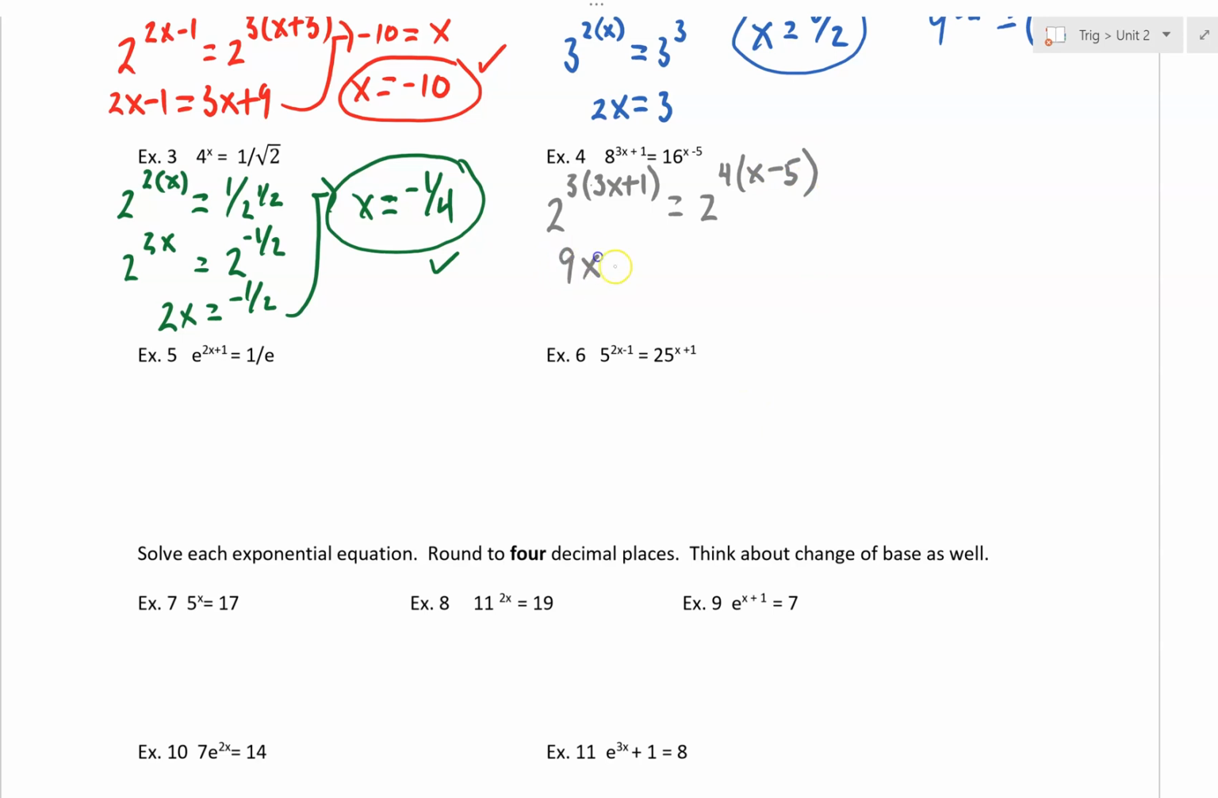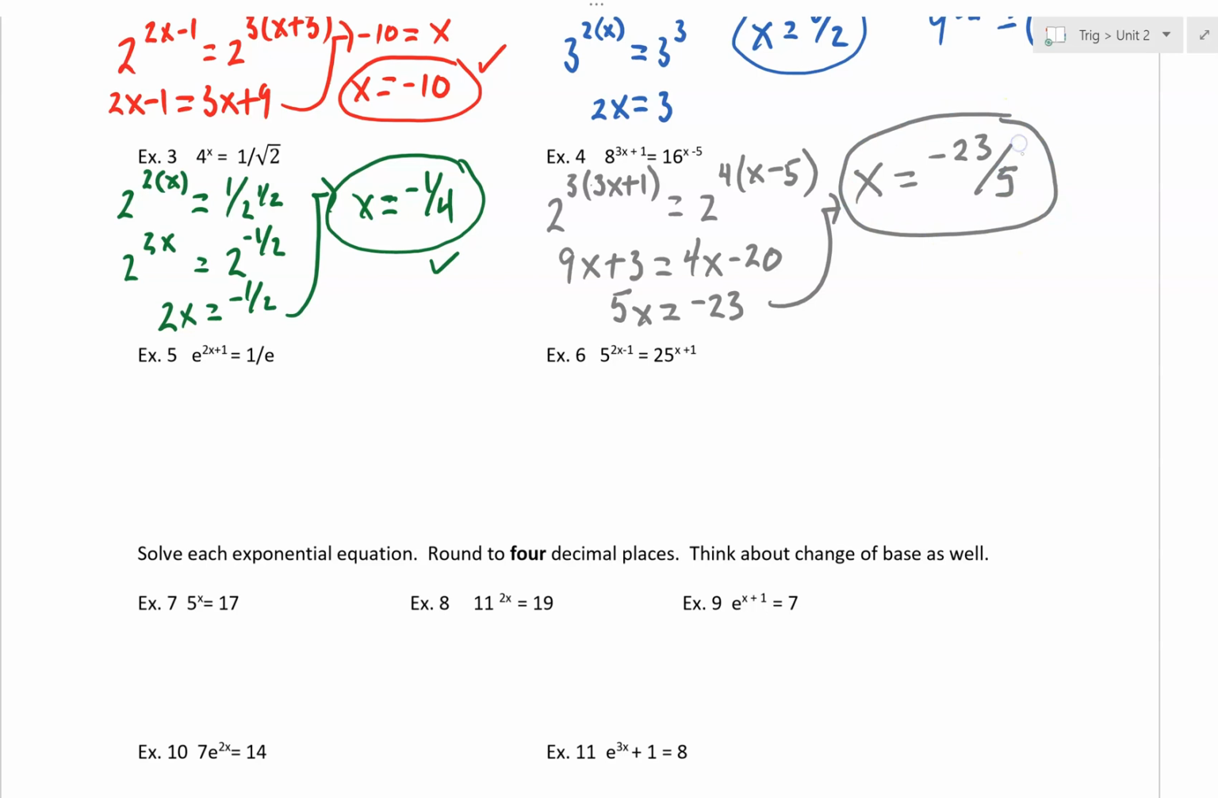It's going to be 9x plus 3 is equal to 4x minus 20. I'm going to get a 5x over here when I subtract 4x to the left. I'm going to get a negative 23 right here. That makes this x is equal to negative 23 over 5. Sometimes they work out nice and ugly like this, but hey, that's all part of it. Plug it back into the original function and check. You will see it's correct.